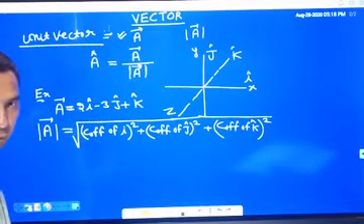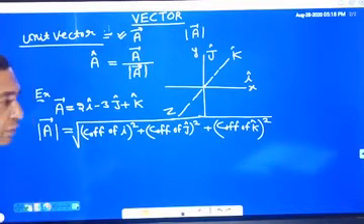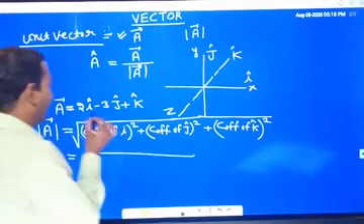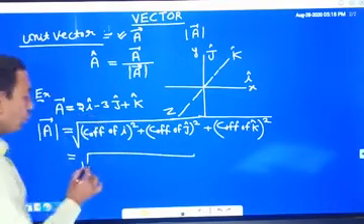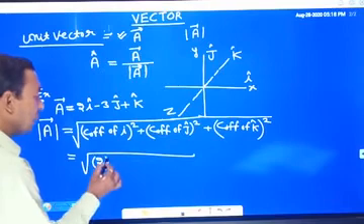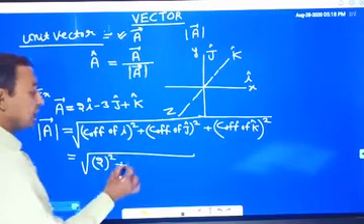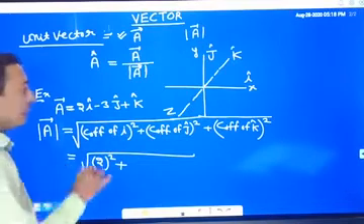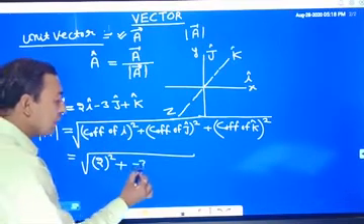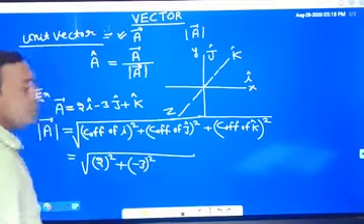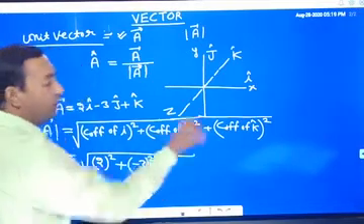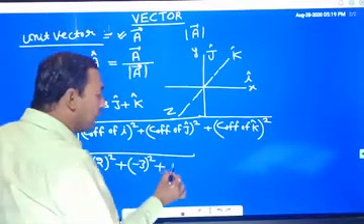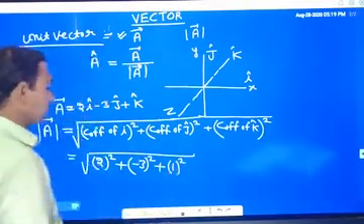Coefficient of i cap squared plus coefficient of j cap squared plus coefficient of k cap squared. What is the coefficient of i cap? The coefficient of i cap is 2, so 2 squared. Then plus the coefficient of j cap squared. What is the coefficient of j cap? Here it is minus 3, so minus 3 squared, plus the coefficient of k cap. What is the coefficient of k cap? It is 1, so 1 squared.